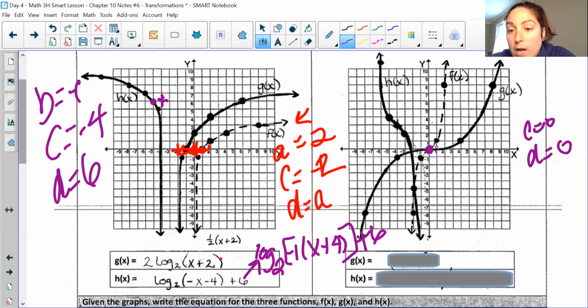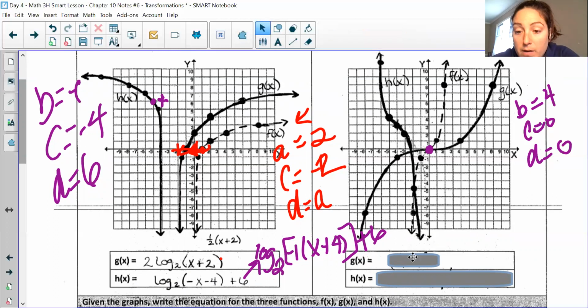So normally we're going right 1, up 1, right 1, up 7. But in this case, we're going right 1, 2, 3, 4, up 1, right 1, 2, 3, 4, up 7. So that means that there was actually a horizontal stretch of 4. When we put that all together, we end up getting 1/4 x to the 3rd power.